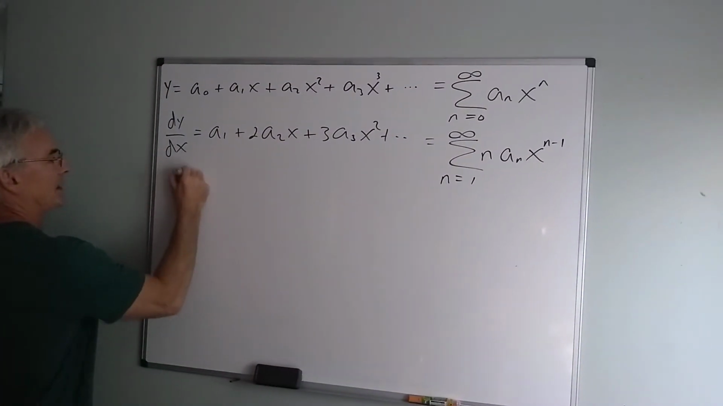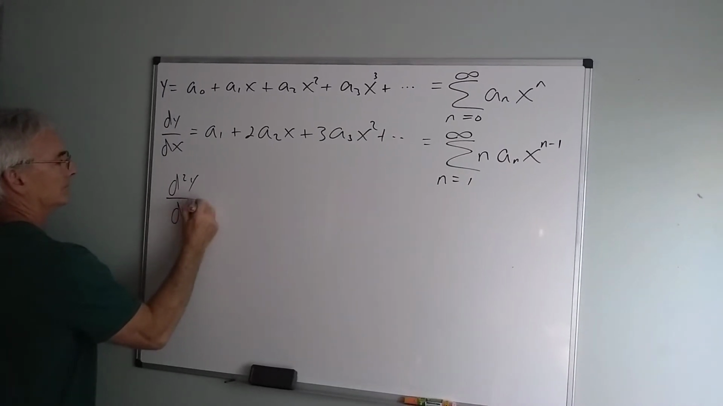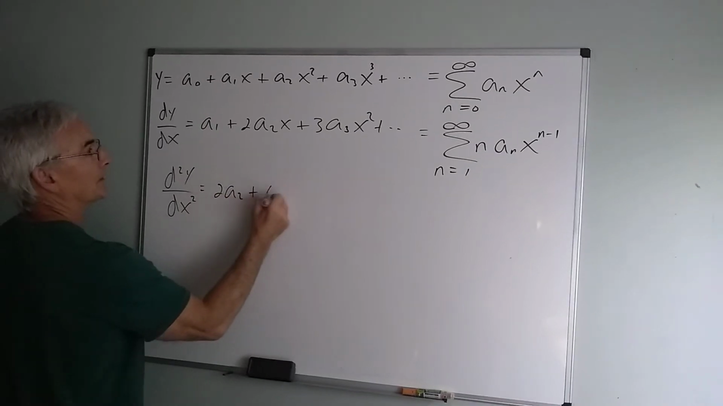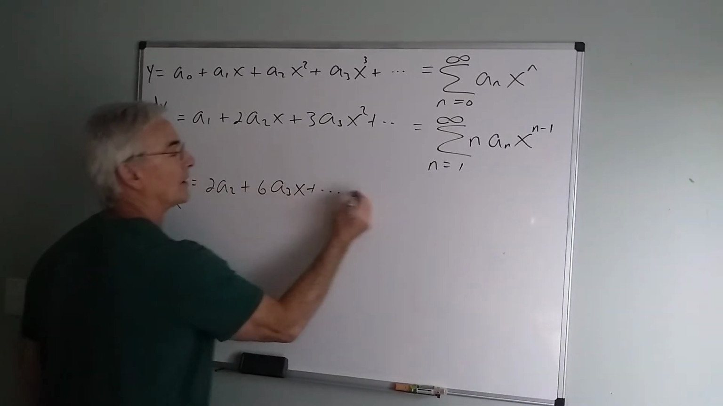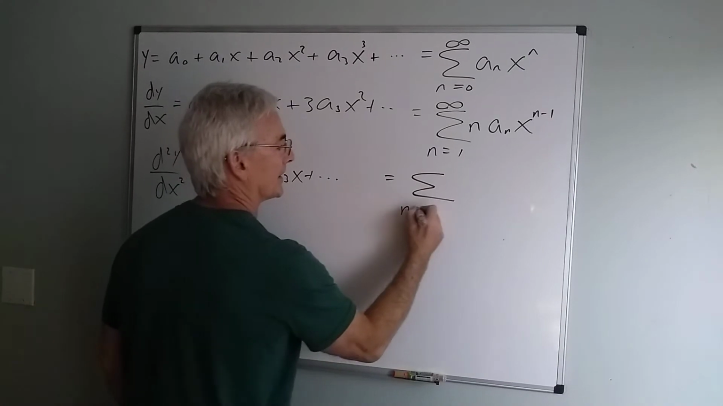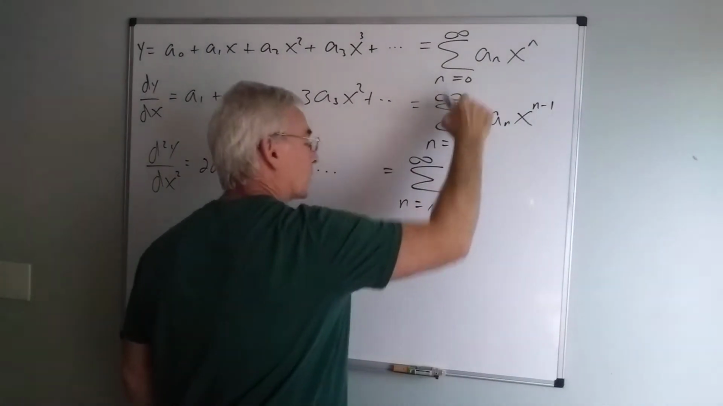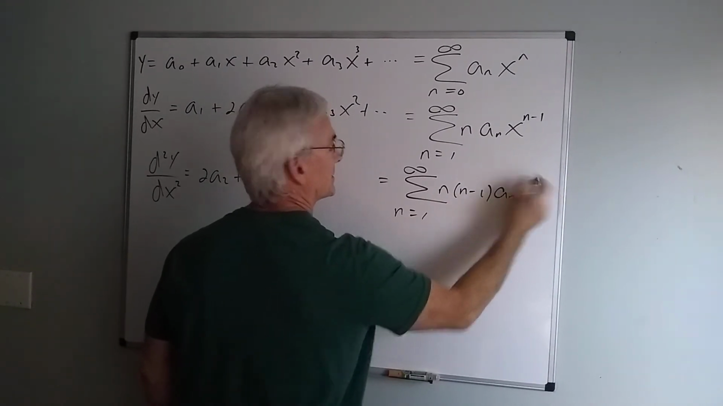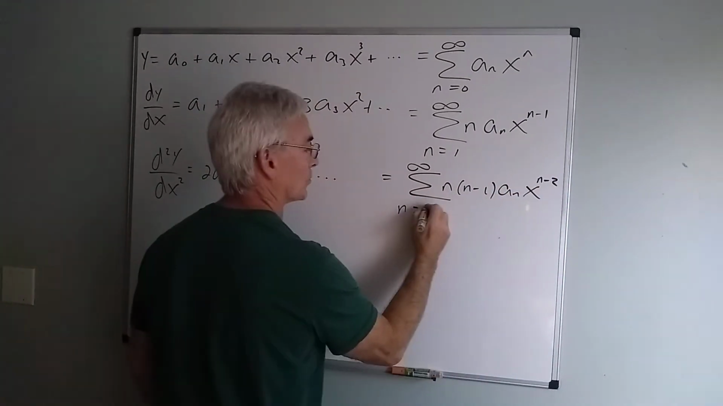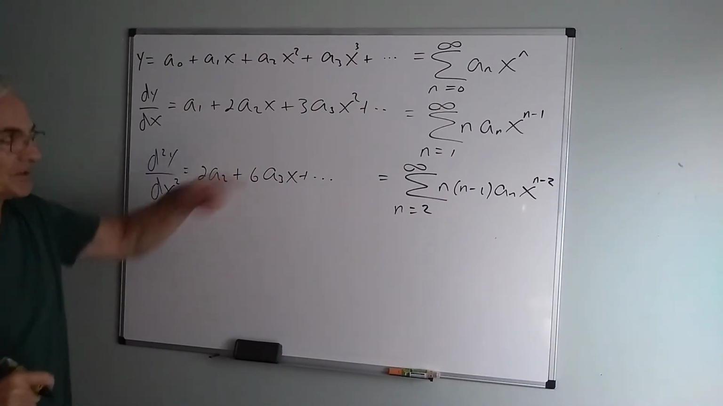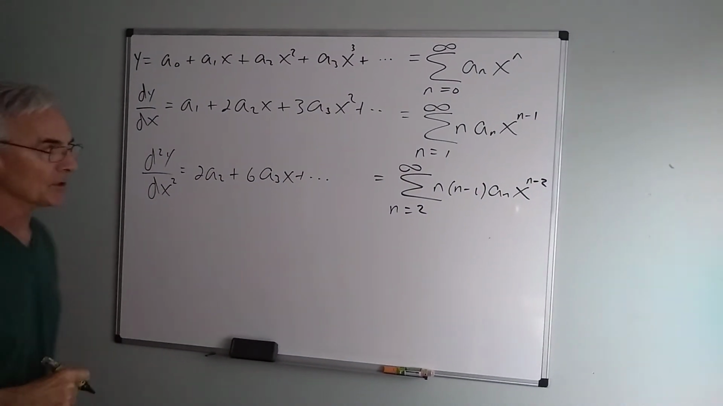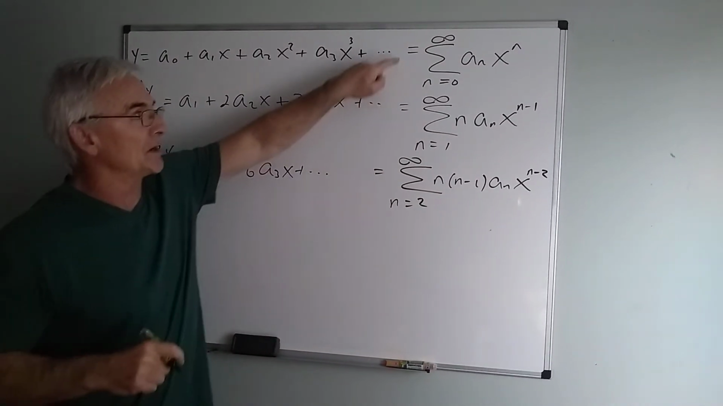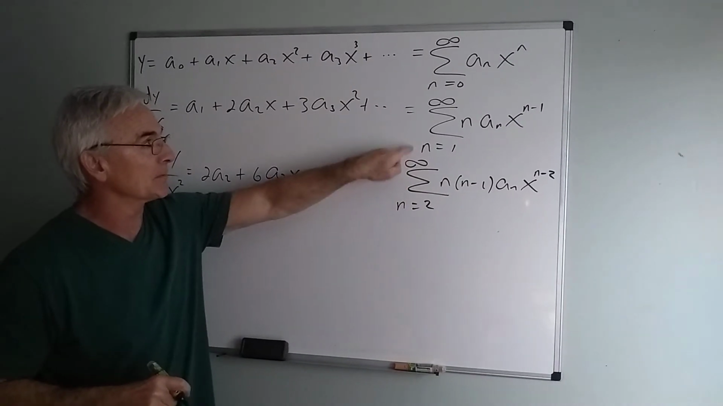So then if I have a second derivative, which in this case would be just 2a2 and then 6a3x and so on, then that would look like, bring that down, n minus 1, an x to the n minus 2, starting this one at 2. And this would continue and so on and so on. So as we're solving a differential equation using power series, we're going to eventually have to substitute these quantities into the equation, but notice the starting points are different.